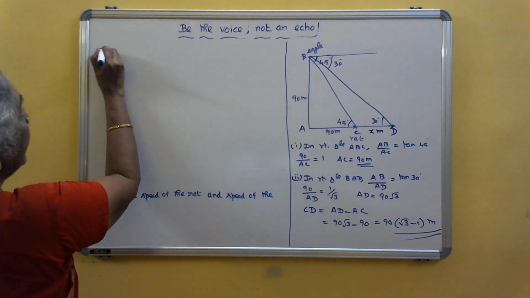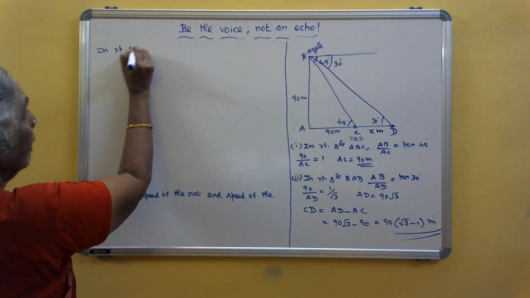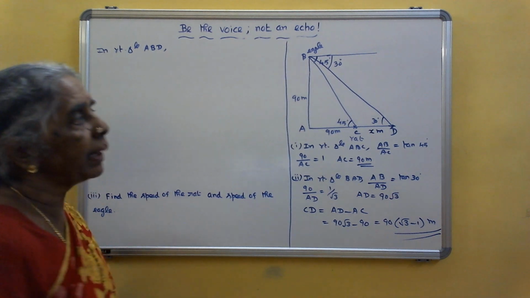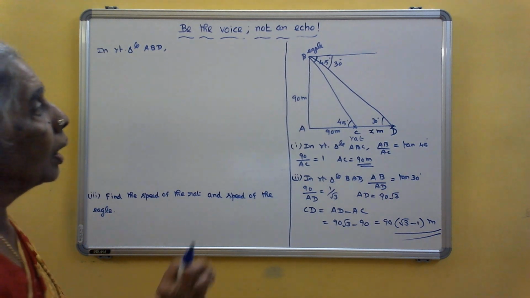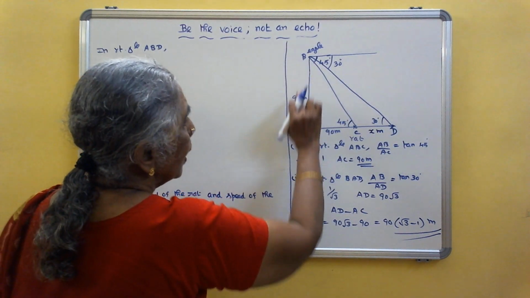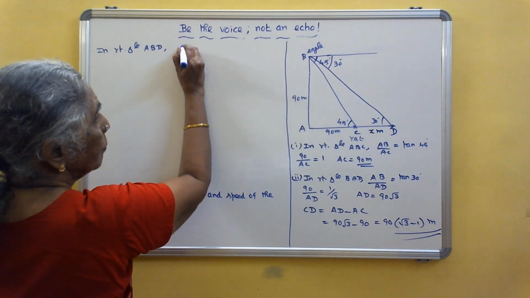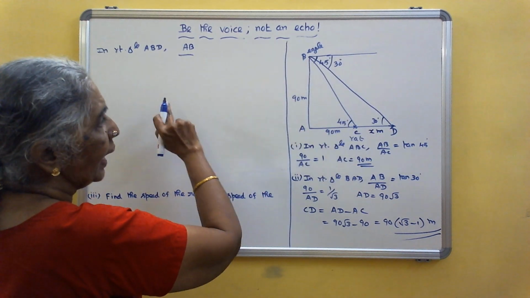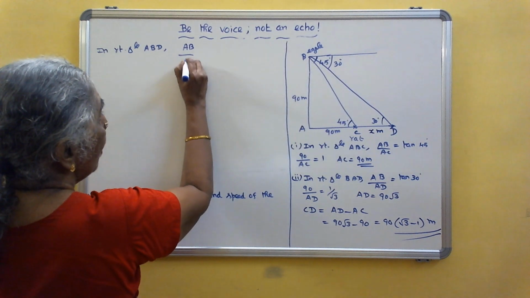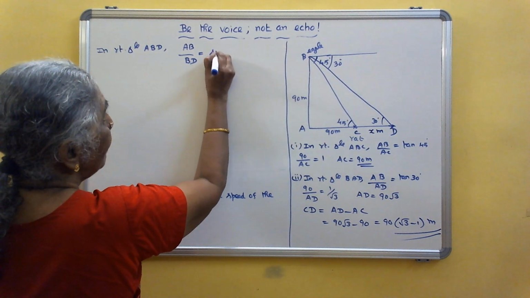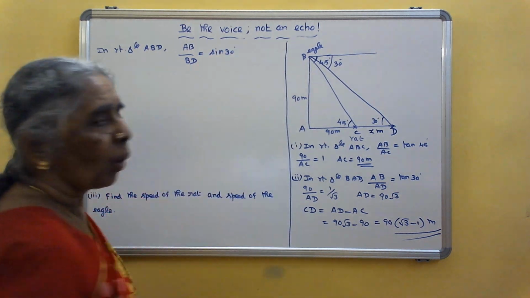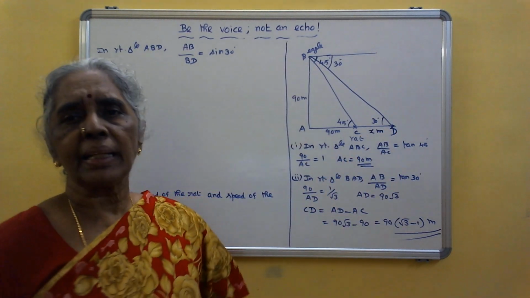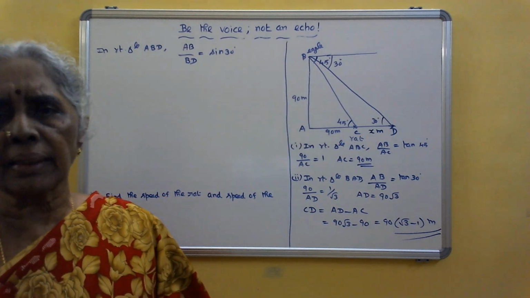So now, in right triangle ABD, you know AB. So I am taking AB by BD. That will be sine 30 degrees. Isn't it? Opposite side by hypotenuse. AB by BD, that will be sine 30 degrees.